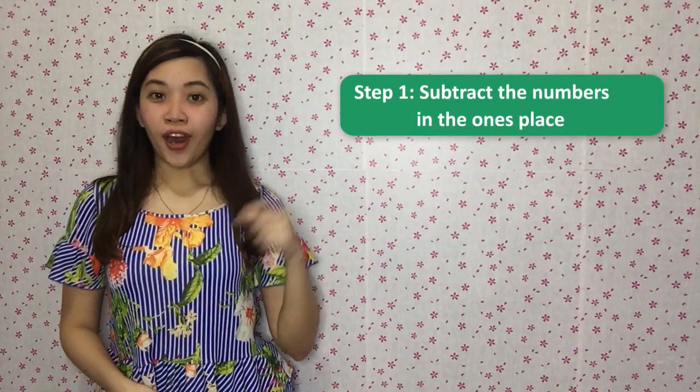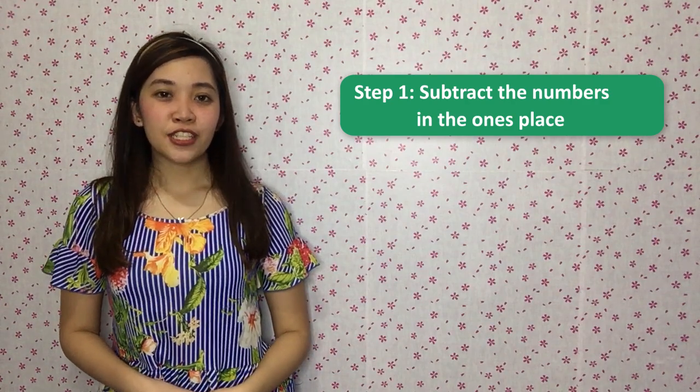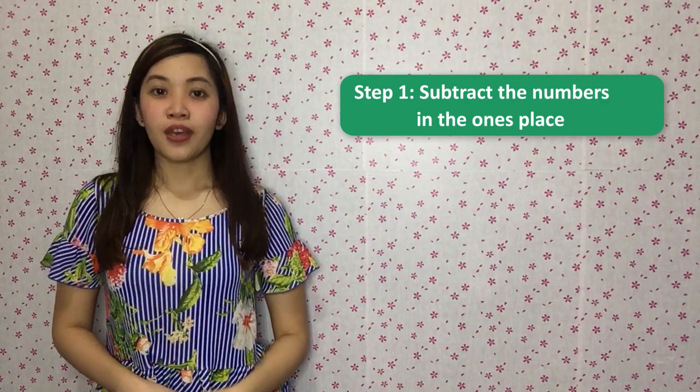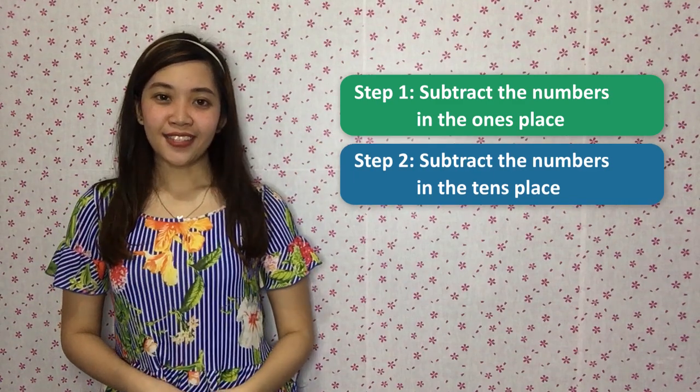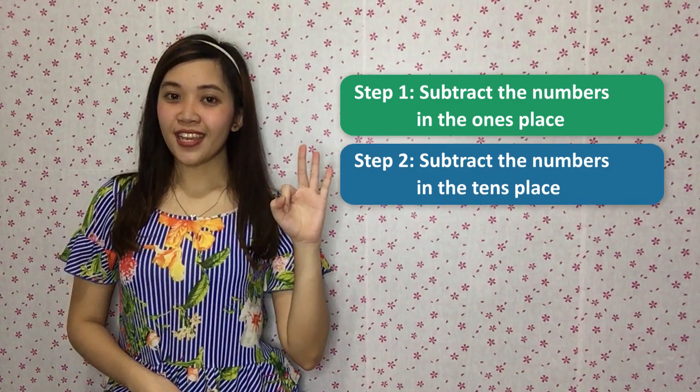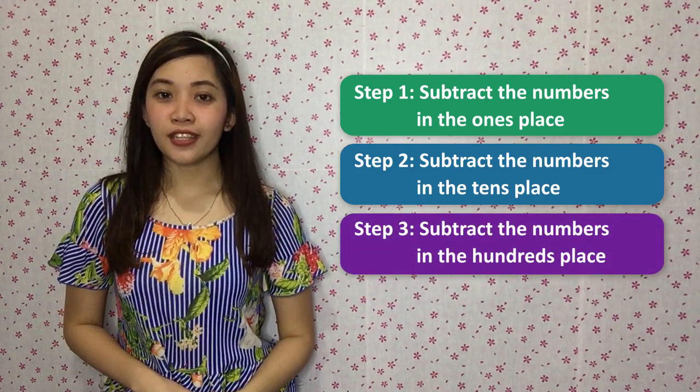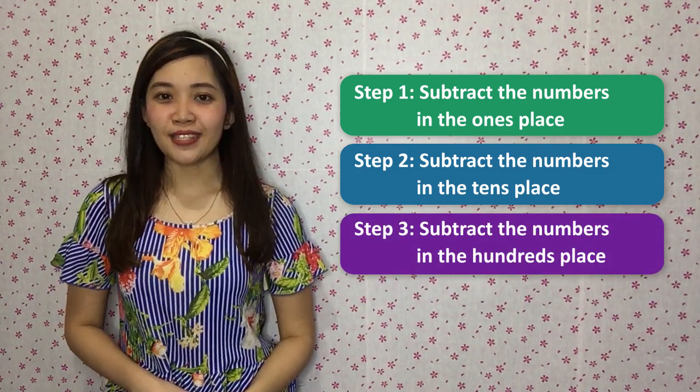Remember the steps in adding 3-digit numbers earlier? Great! The steps are actually the same. Instead of adding value to a number, we are going to take away value from another number. So, we have to follow these steps. Step 1. Subtract the ones or the digits in the least place value. Step 2. Subtract the tens. Finally, step 3. Subtract the hundreds or the digits in the greatest place value.